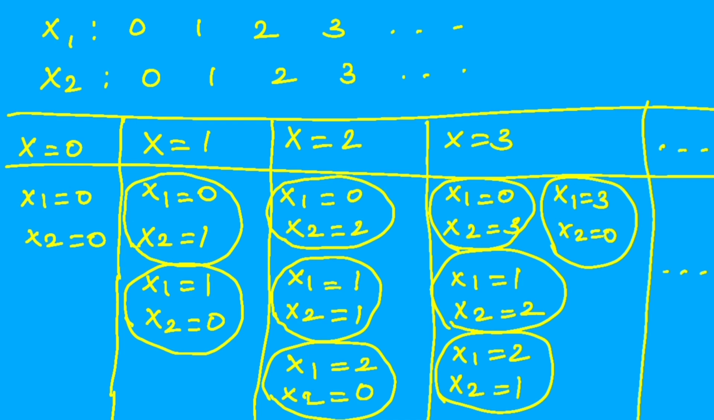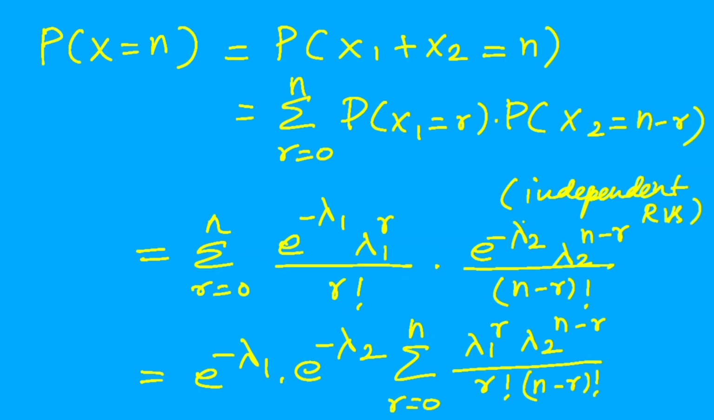So the second column contains how many ways we are getting the value of capital X equal to 1. Similarly, capital X equal to 2 can be obtained by adding 0 and 2 respectively for x1 and x2. Then x1 equal to 1 and x2 equal to 1 is another way. The third way is x1 equal to 2 and x2 equal to 0. Similarly, X equal to 3 is also mentioned. So by understanding this table, we can write the next consecutive steps very easily.